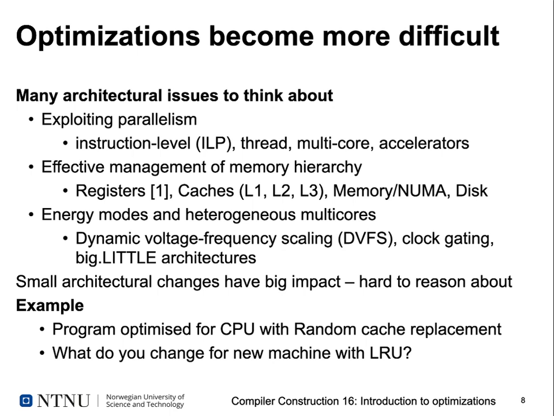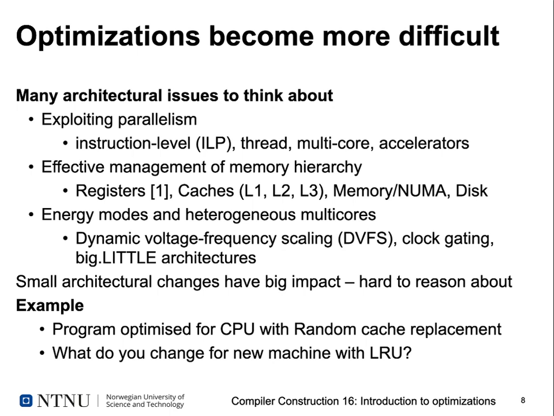And finally, we might have energy modes, we might have heterogeneous multi-cores in our system. So we have processors applying dynamic voltage frequency scaling to conserve energy. We have clock gating, turning off parts of our processor completely. And we might have big little architectures which still have the same instruction set, but we have very slow, energy efficient cores, and we have fast and relatively energy hungry cores. And small architectural changes can have big impact on the optimizations.